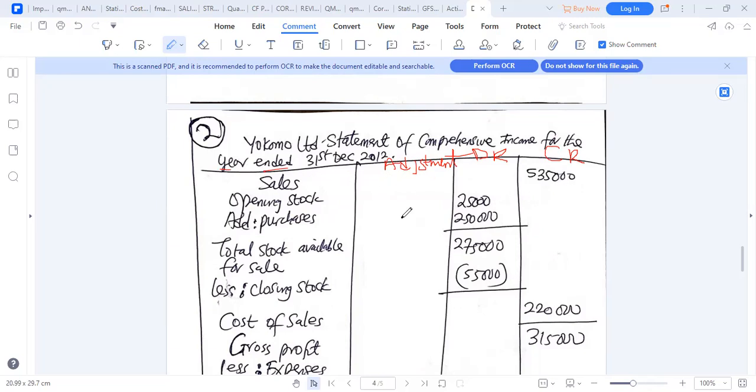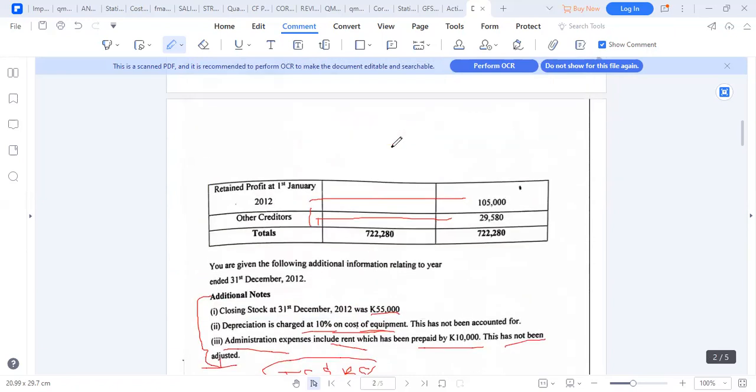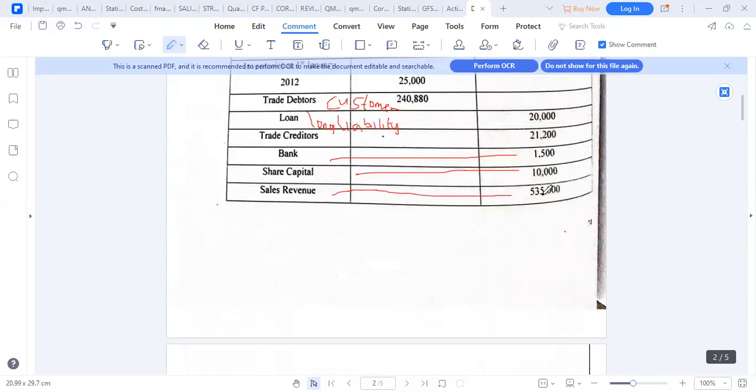This is how you're supposed to have four columns, be it for the income statement or the balance sheet. So the sales, we had 535,000. Where is it coming from? The sales is coming from here. Sales revenue, 535,000. So you pick this one.